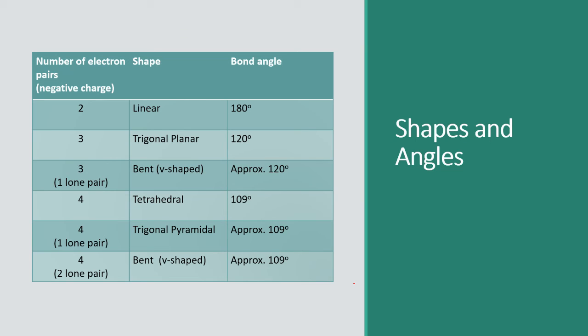And here is a list. So we look at the areas. 2 is always going to be linear. 3 is either going to be trigonal planar or bent. 4 is going to be tetrahedral. And if it's got 1 lone pair, it's going to be trigonal pyramidal. And if it's got 2 lone pairs, it's going to be bent or V-shaped. So you need to remember the names, how to work out which ones they are, and the angles.